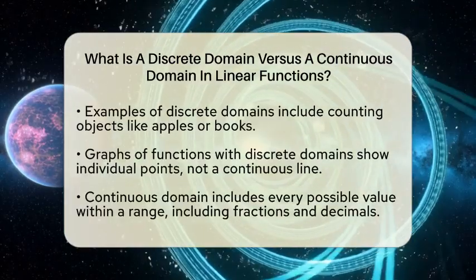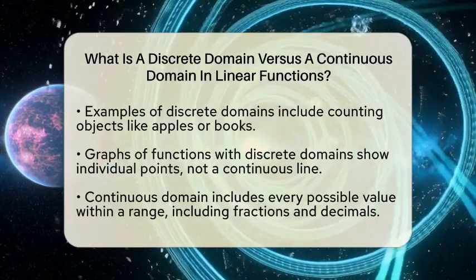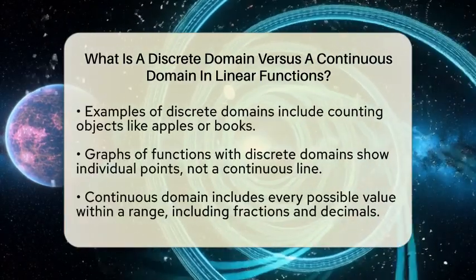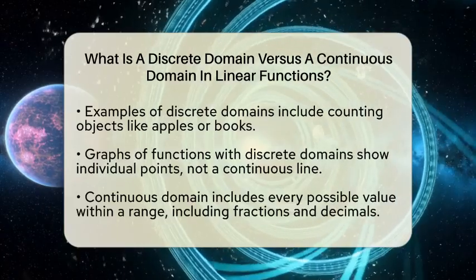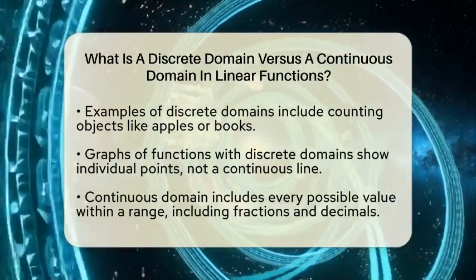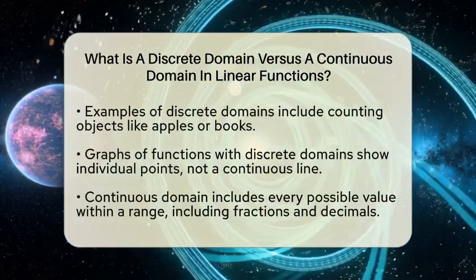When you graph a function with a discrete domain, you'll see dots or points at specific spots, not a smooth line. For example, if you're counting the number of books on a shelf, your domain might be 0, 1, 2, 3, and so on. You can't have 2.5 books, so only whole numbers work here.